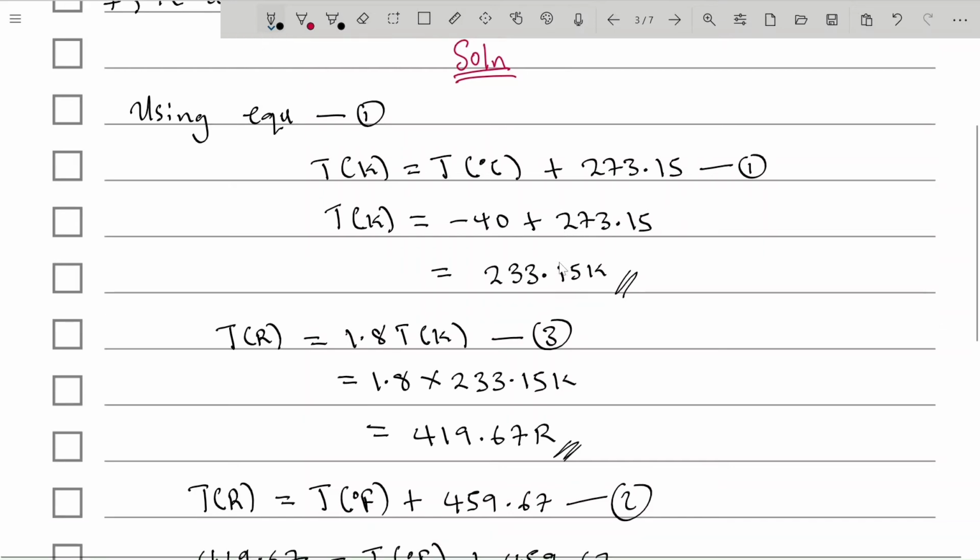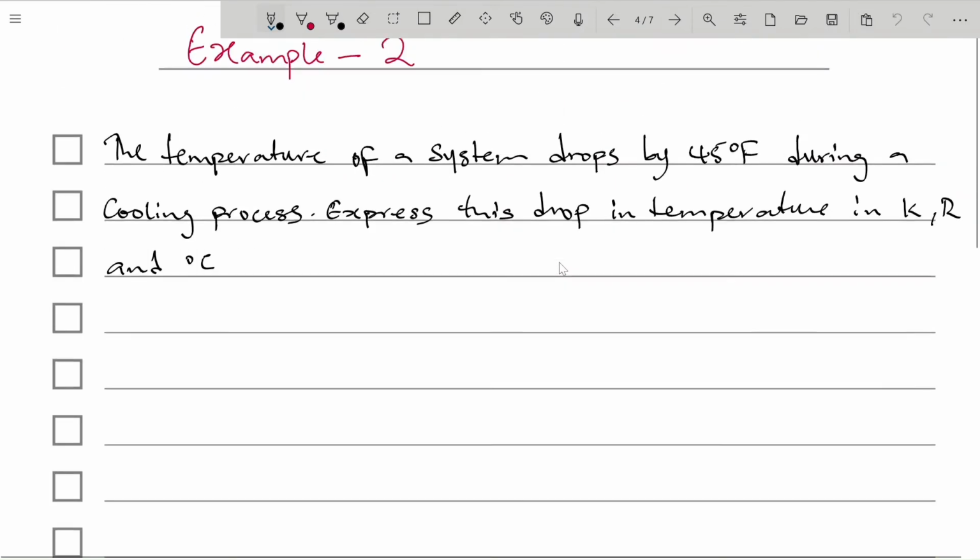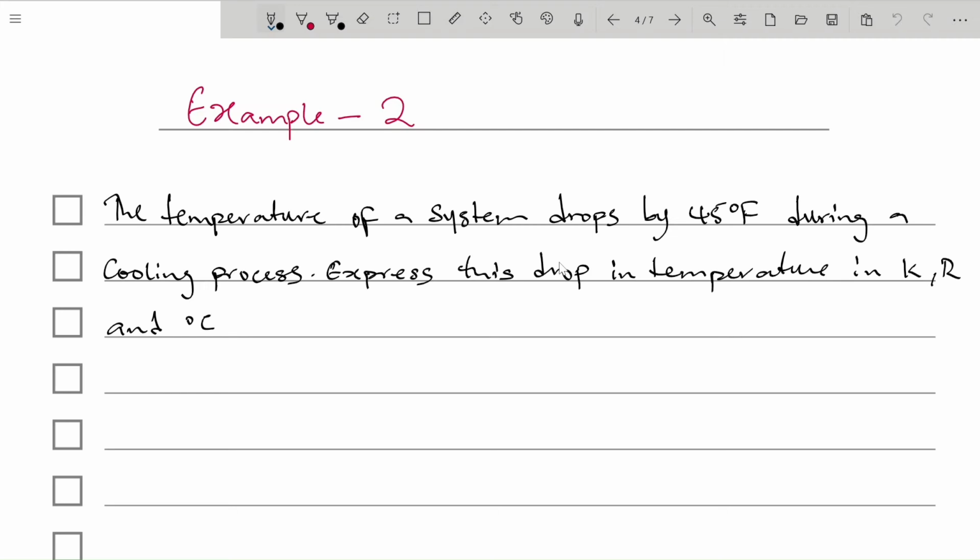So moving down to example 2. Guys, this is example 2. Example 2 is a little bit trickier. The question goes, the temperature of a system drops by 45 degrees Fahrenheit during a cooling process. Express this drop in temperature in Kelvin, Rankine, and degree Celsius. So if you notice here, we are asked to look for the temperature drop in a system during a cooling process.